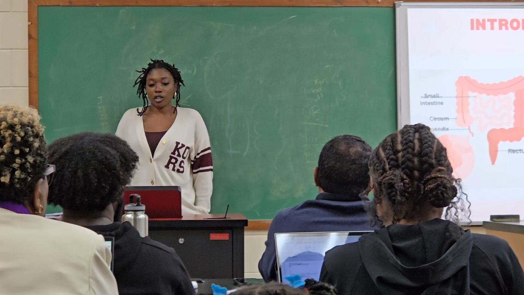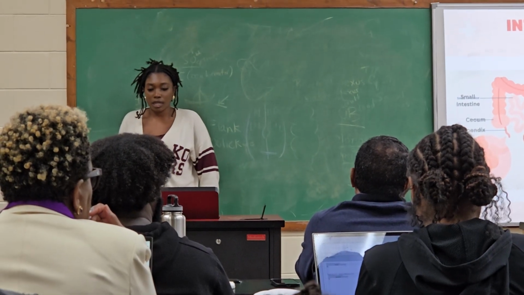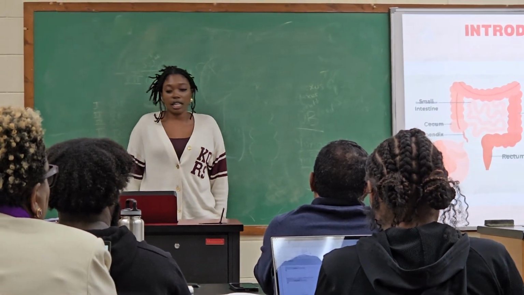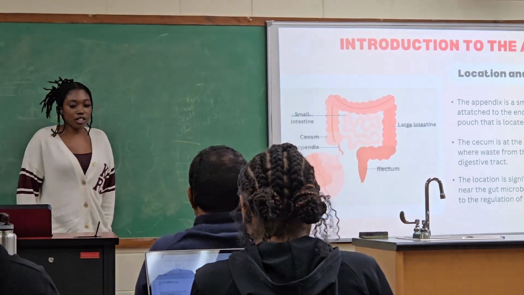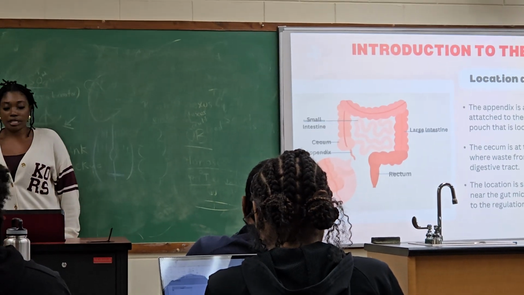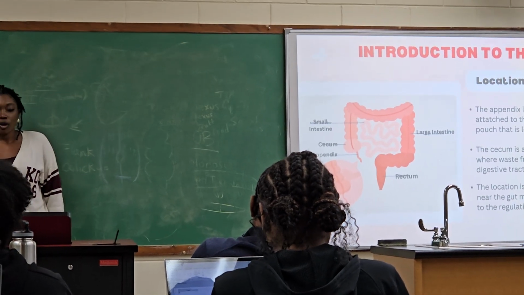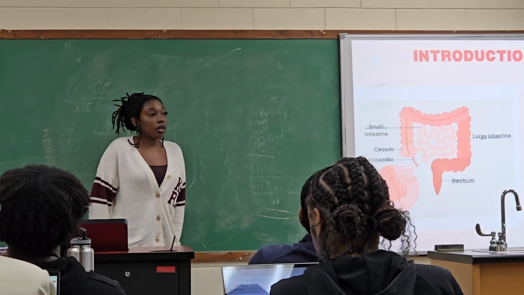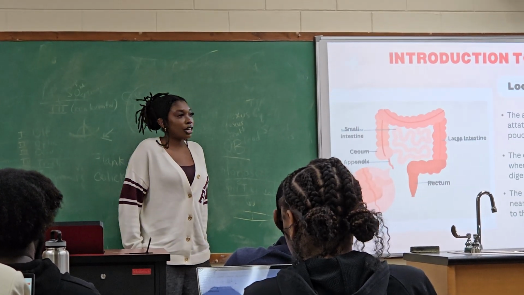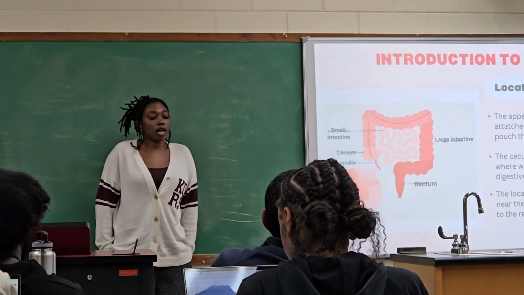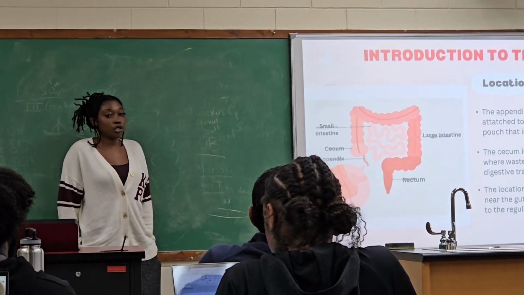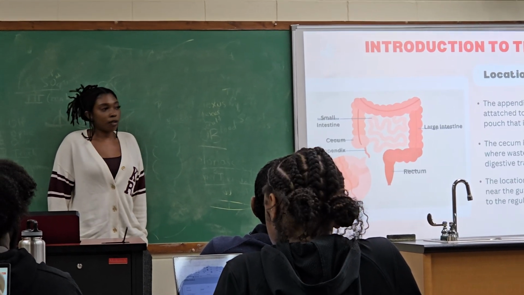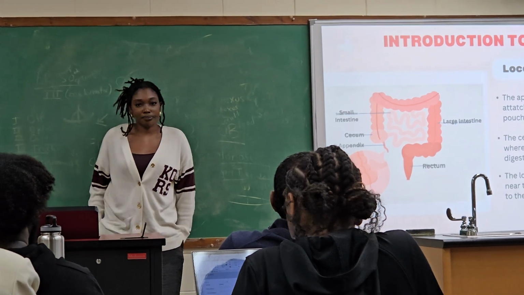The appendix is a small finger-like tube that is attached to the end of the cecum, which is a small pouch that is located in the lower right abdomen. So if you refer to the diagram, you will see that the cecum is at the beginning of the large intestine, where waste from the small intestine enters the digestive tract. The location is very significant because it is near the gut microbiome, and this shows a potential contribution to regulation of microbial populations within the gut microbiome.